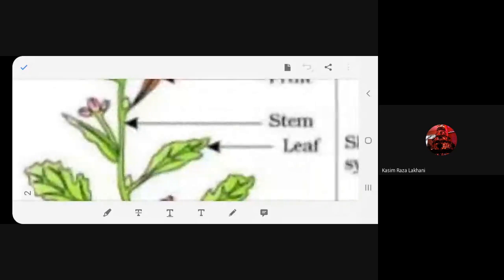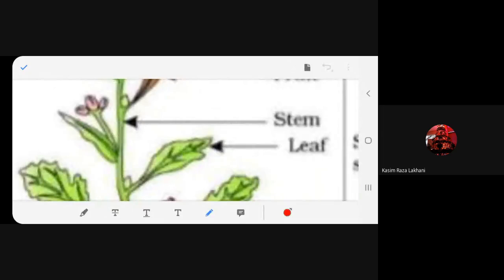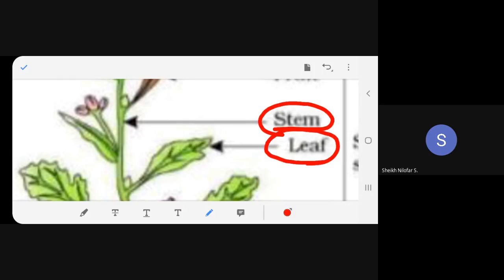What is this? Leaf. Stem we already know. This is a stem.